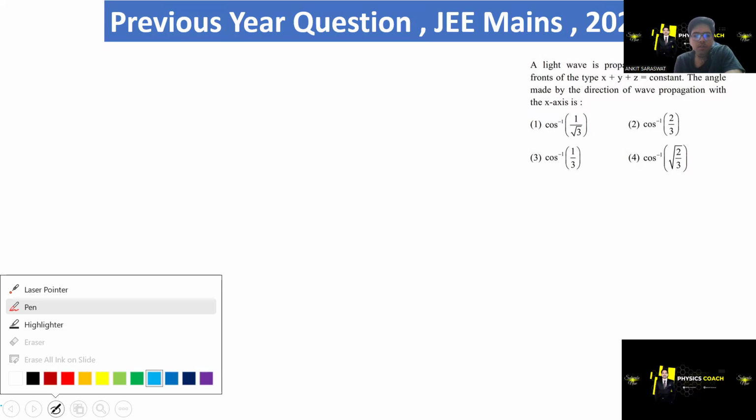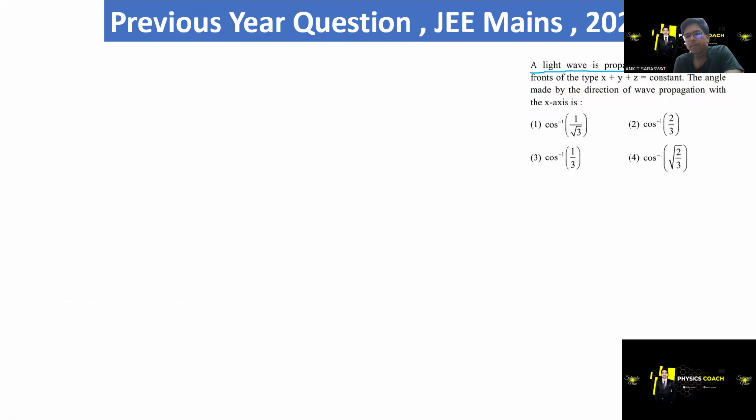Look at this question. First of all, read the question carefully. A light wave is propagating with plane wavefront of the type x plus y plus z is equal to constant. Find the angle made by the direction of wave propagation with the x-axis. So, the equation of wavefront is x plus y plus z is equal to constant. Let us suppose this constant is c.